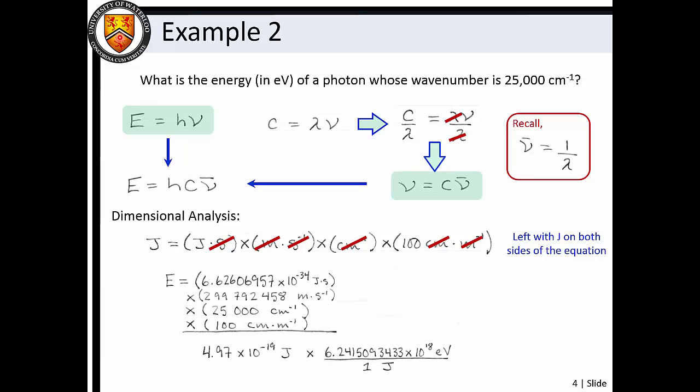To obtain an answer with units of electron volts, we have to include another conversion factor. Now we see that 25,000 reciprocal centimeters corresponds to an energy of 3.1 electron volts.